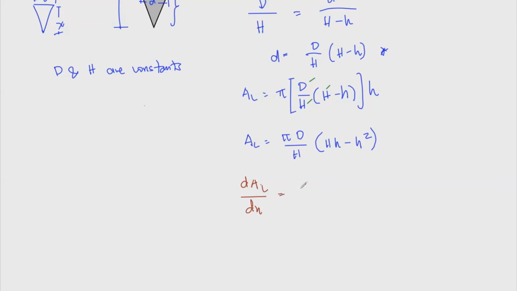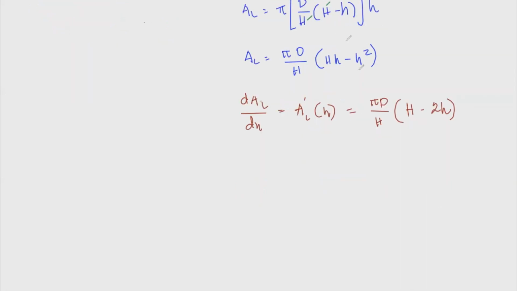This can also be rewritten as A prime sub L of h. I think this is the notation I used before. So it could be represented like this, and then just copy the constants and then take the derivative of this expression. Knowing that this is the independent variable, the derivative is simply H minus 2h. Okay, so we have this equation, and then we need to equate that to 0.